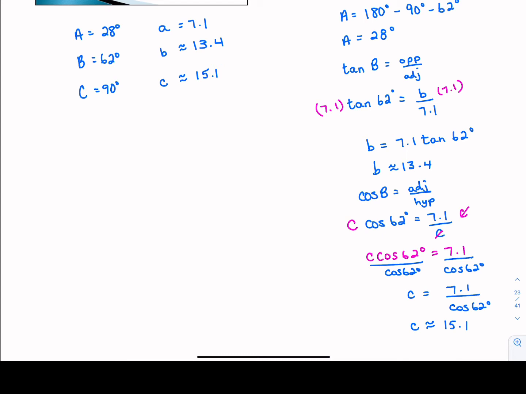I also want to make mention that you could double check this now by using Pythagoras' theorem and seeing if a squared plus b squared was roughly the value we get for c squared. So there are always ways that you can double check some of the work you're doing when you're solving these types of triangles.